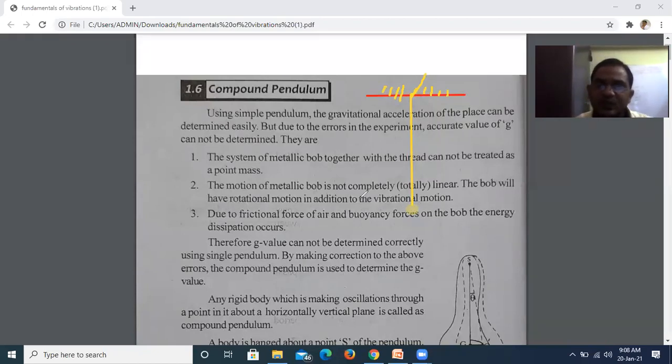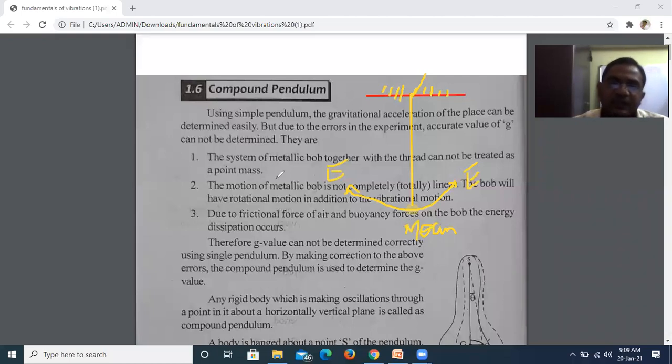When this bob is pulled to a side and released, it can oscillate like this. This is the mean position. This is one extreme position and this is another extreme position. Here the bob can oscillate or vibrate between these two extreme positions. When the bob is pulled to a side and released, it will oscillate about the mean position, doing periodic motion.